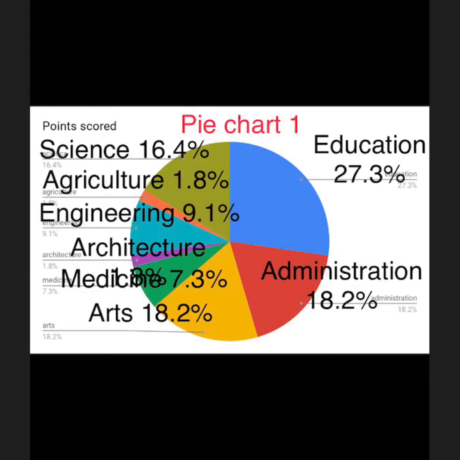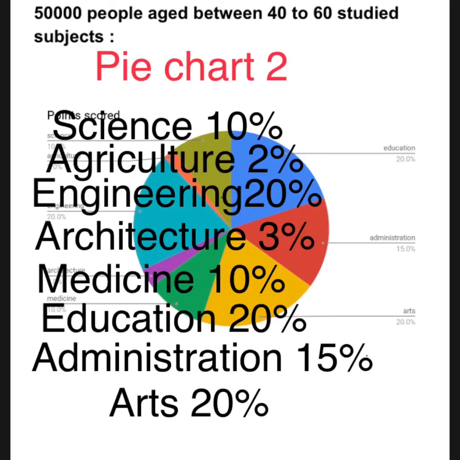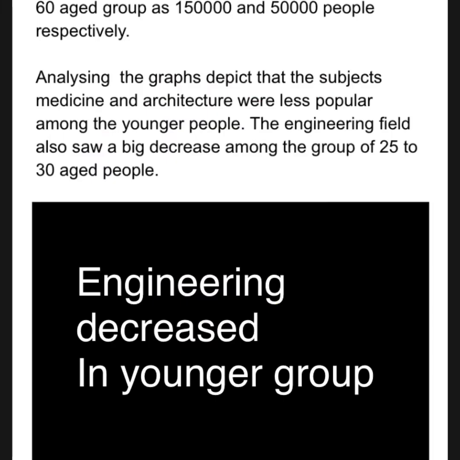And what we notice from pie chart 1 is that engineering is 9.1%, while in pie chart 2 engineering is 20%. So there is an increase in the number of people studying engineering in the second group. So the engineering field saw a big decrease among the group of 25 to 30 aged people, or we can say that the engineering subject lost its sheen in the younger group.